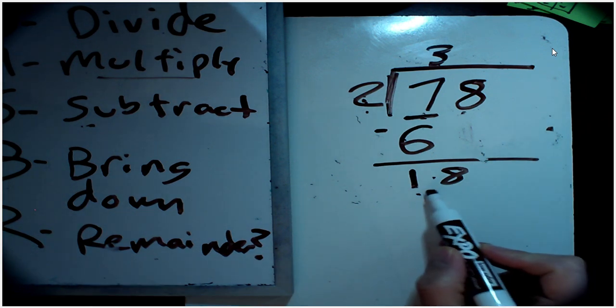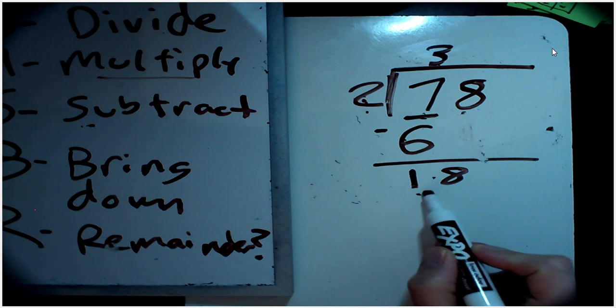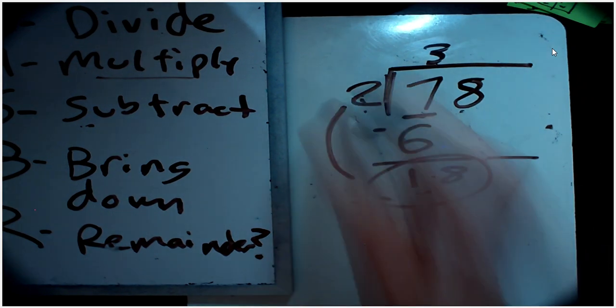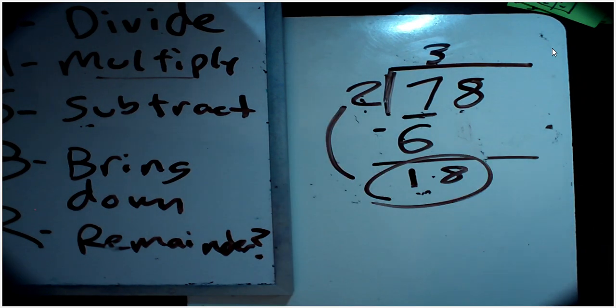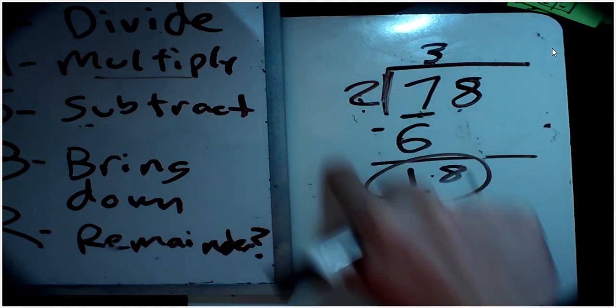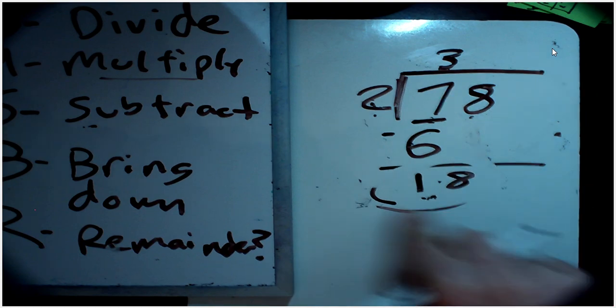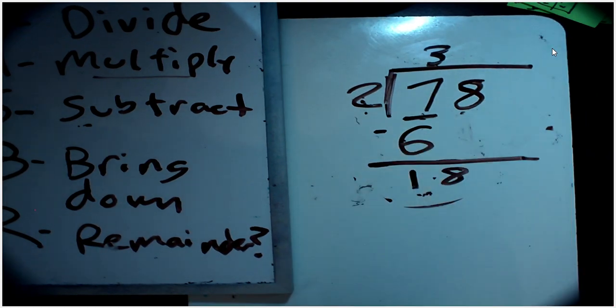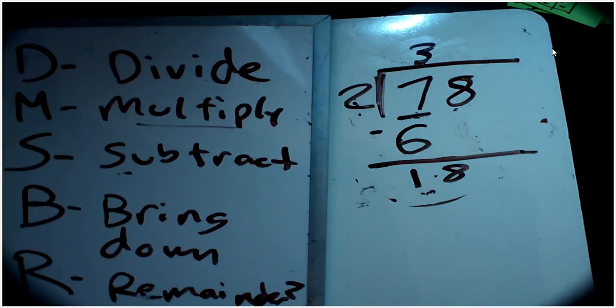You know that you'll have a remainder when this partial quotient right here is less than that divisor. I'll repeat that. You'll know when you have a remainder if this partial quotient is less than that divisor. 18 is not less than 2. So we need to skip step R, remainder, and move back to step D, divide.